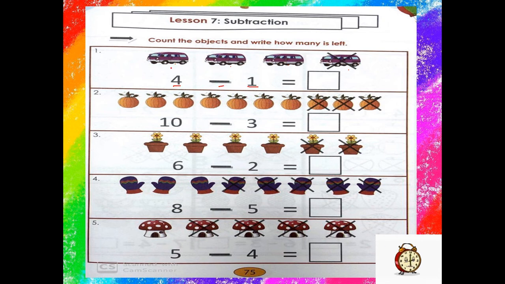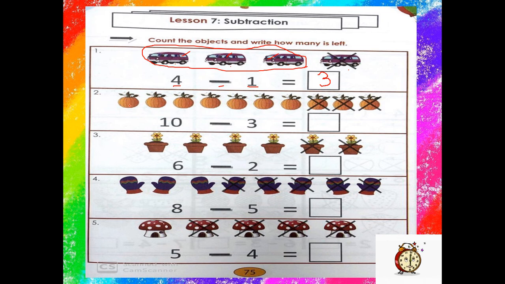So how many vans are left? Okay, so 4 vans, we take away 1 van. So let's count the objects that are left. Okay, we have here 1, 2, 3. So there are 3 vans left. So we will write 3 here in this box. So let's proceed to number 2.